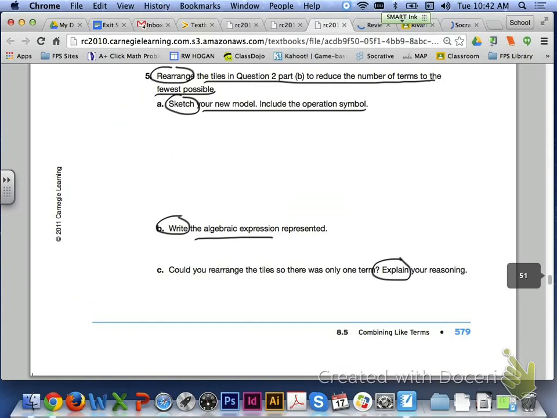Let's take a look at number 5, same question. We want to rearrange the tiles in question 2 now for part B to reduce the number of terms to the fewest possible. Again, for letter A, sketch your new model, include the operation symbol, and for letter B, write the algebraic expression represented, and finally for C, could you rearrange the tiles so there was only one term? Explain your reasoning.